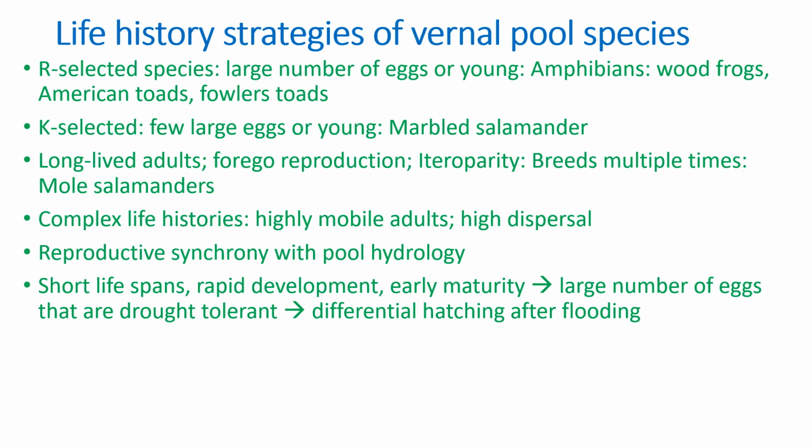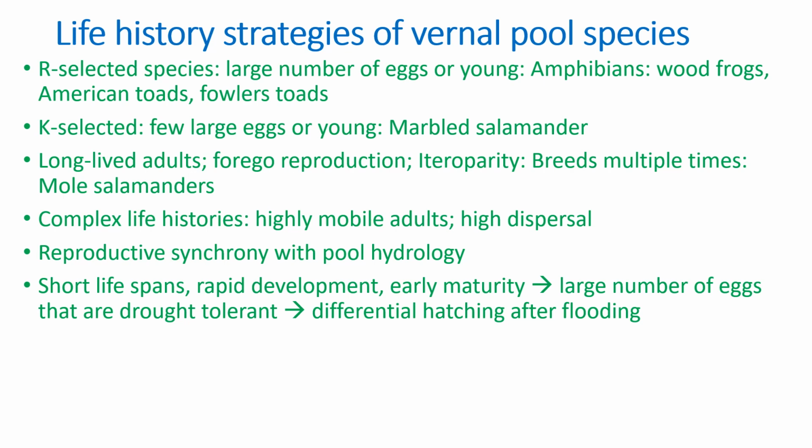So in contrast to the long-lived adults I explained, there are also species with short lifespans that undergo very rapid, fast development and early maturity. Those adults produce a large number of eggs, and those eggs are also drought tolerant, and so they only hatch after the flooding. Meaning, if a particular vernal pool does not flood, those eggs can bypass that particular season.